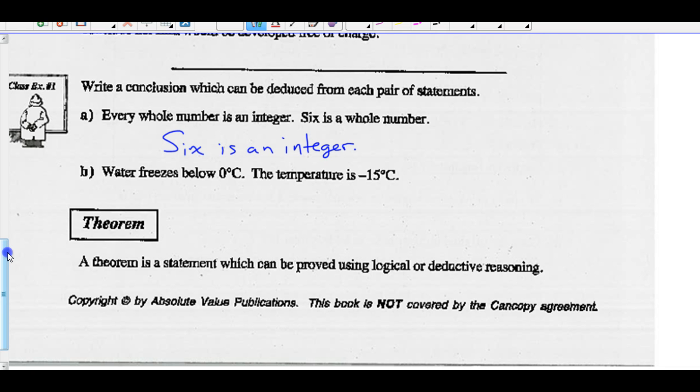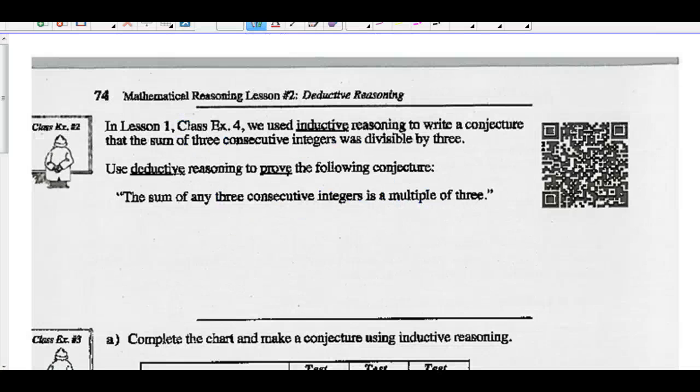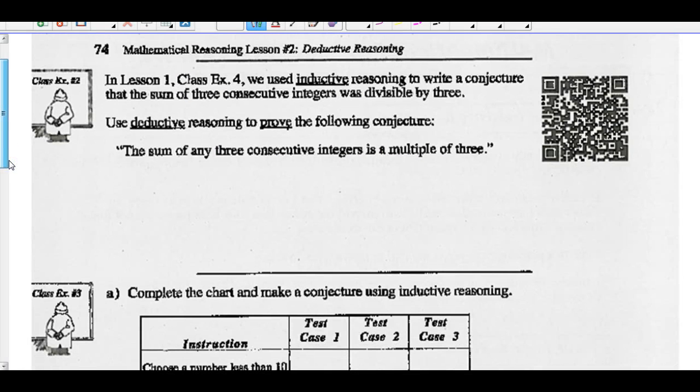Part B. Water freezes below 0 degrees Celsius. The temperature is minus 15 degrees Celsius. What should we say? We should say that the water should be frozen right now if it's minus 15 degrees Celsius. Note, a theorem is a statement which can be proved using logical or deductive reasoning. So once we've used some deductive or logical reasoning and proven a statement, we call it a theorem.